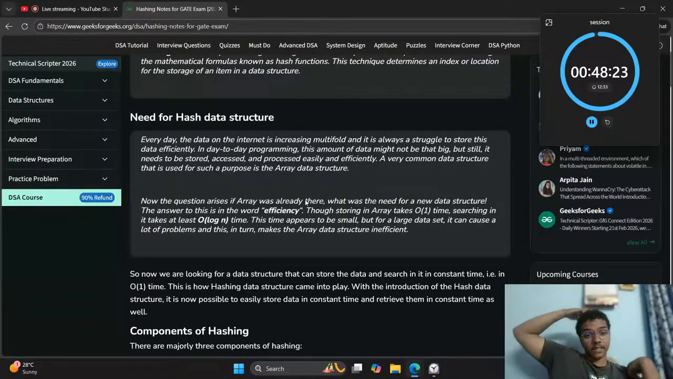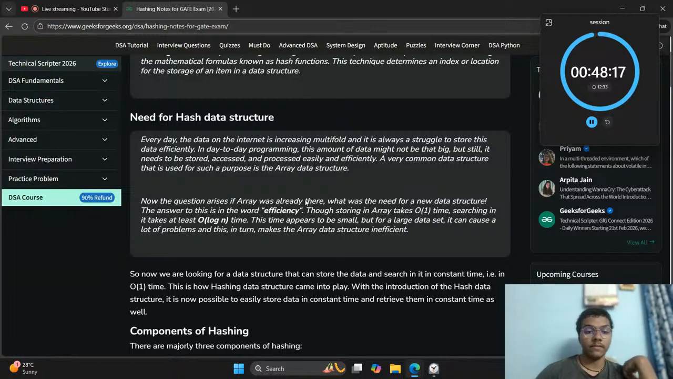Need for hash data structure. The data on the internet is increasing multifold, and it is always a struggle to store this data efficiently. In day-to-day programming, this amount of data might not be that big, but still it needs to be stored, accessed, and processed easily and efficiently. A very common data structure that is used for such a purpose is the array data structure.